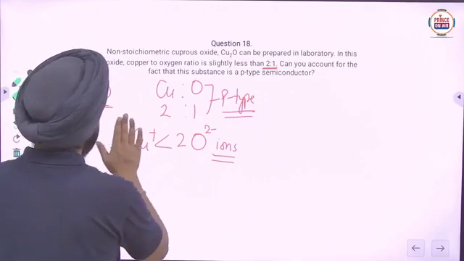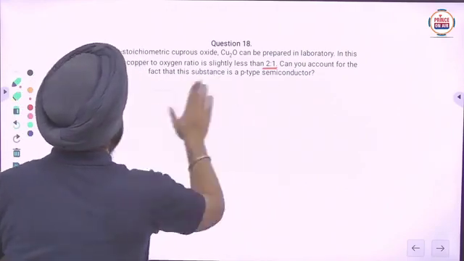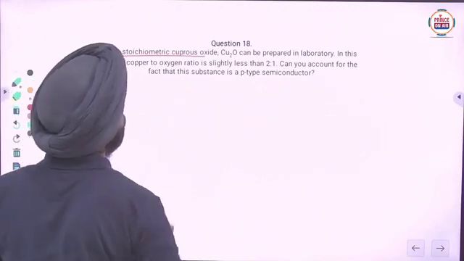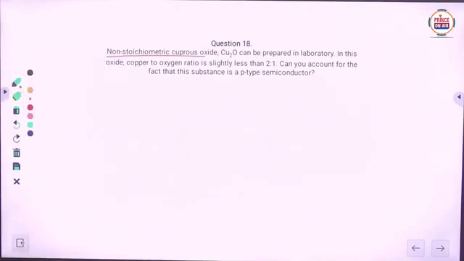Wait, can I explain the question in a detailed way? Okay, non-stoichiometric cuprous oxide can be prepared in the laboratory. In this oxide, the copper to oxygen ratio is slightly less than 2:1. Can you account for the fact that the substance is a p type semiconductor? Now they have given to you that this is a p type semiconductor.